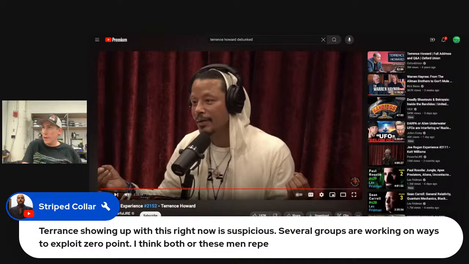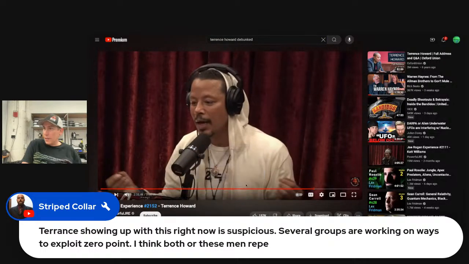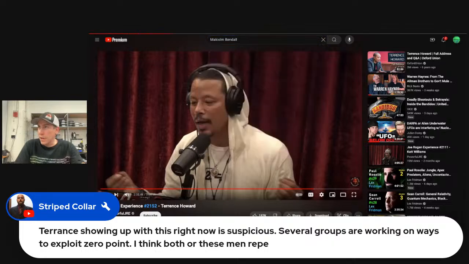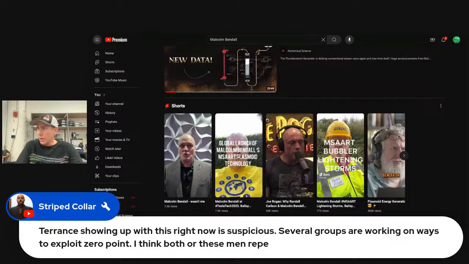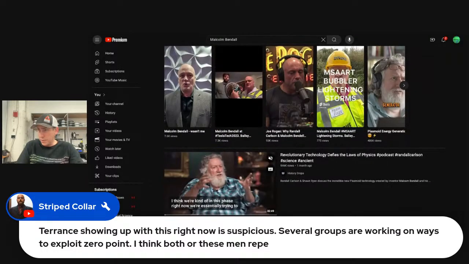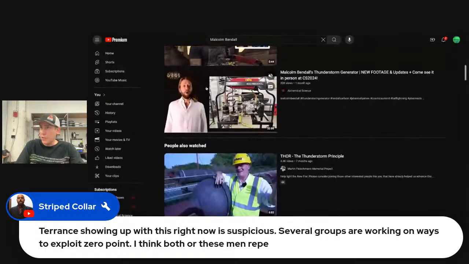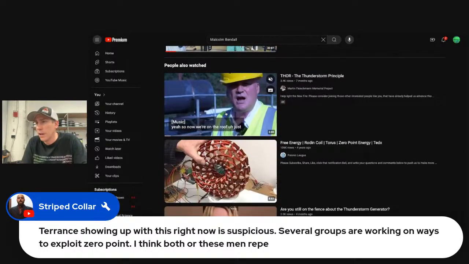It sounds a lot like, and other people have made the connection. It wasn't put together on here, but other people have posted the connection with the Malcolm Bendall stuff, right? Malcolm Bendall did the same thing, where he comes out, claims he's got free energy, he's got this thunderstorm generator, everything's fixed, we're going to have free energy. They hook this up to his Honda generator, and you can just breathe the exhaust right out the back. It comes out so clean, and I don't know.